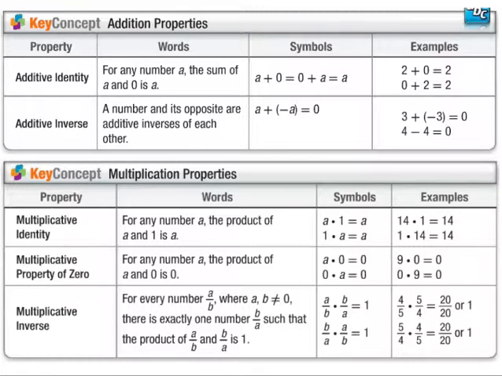Multiplicative identity, that's if you multiply 1 by any number. Multiplicative property of 0, that's if you multiply a number by 0, you get 0. And then last but not least is the multiplicative inverse property, which is basically when I think of multiplicative inverse, I think of reciprocals. Okay, you take a number times its reciprocal, and that gives you 1.